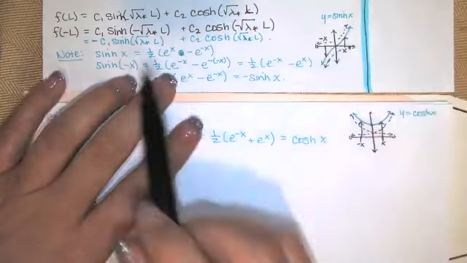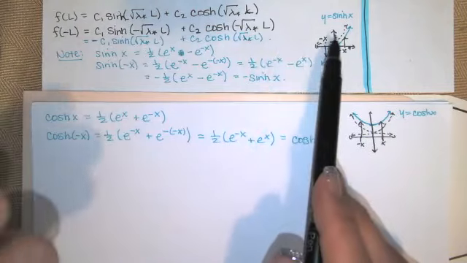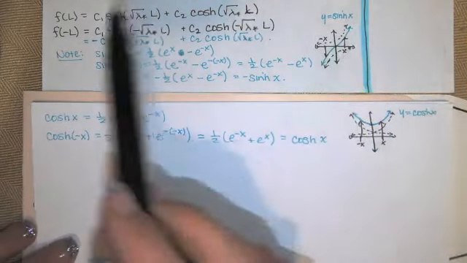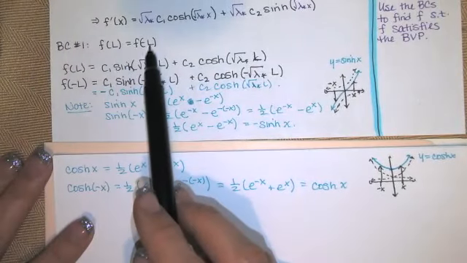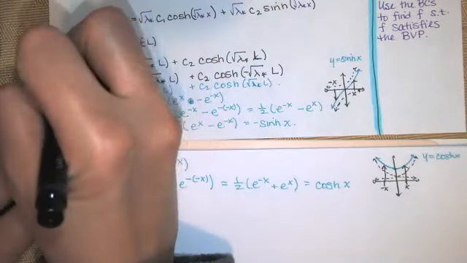Okay, so that is our second boundary condition, simplified using the fact that hyperbolic sine of x is odd and hyperbolic cosine of x is even. Now, the boundary condition actually says that f of L and f of negative L are equal to each other. So let's set those equal to each other and solve.